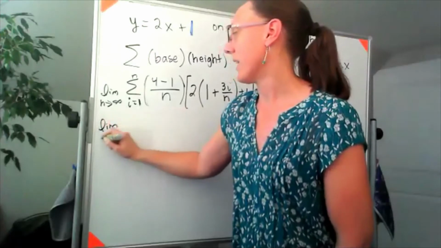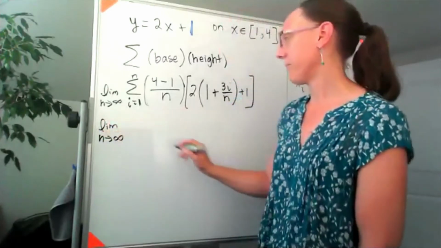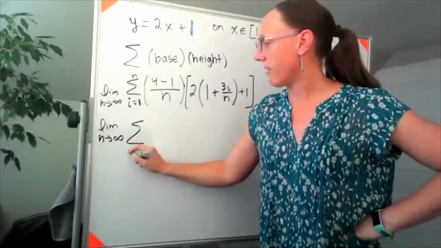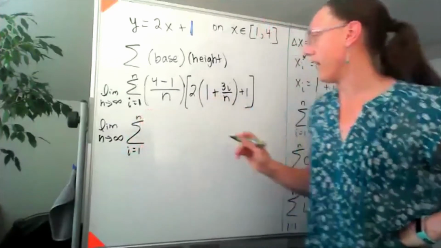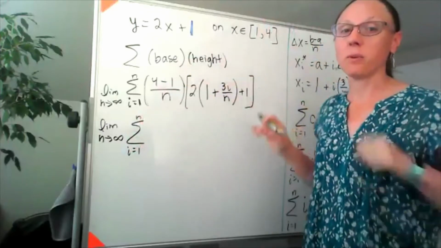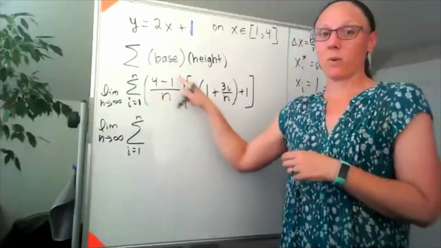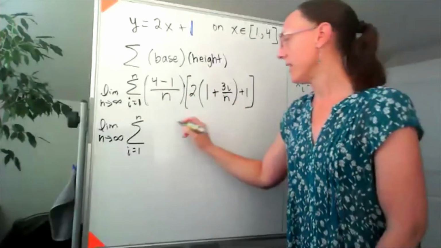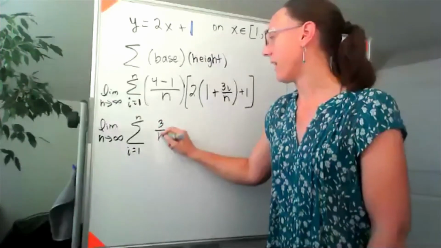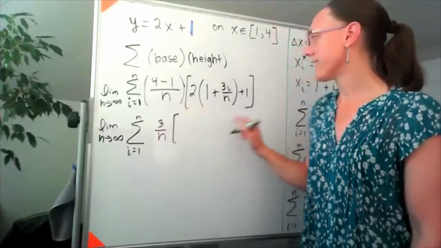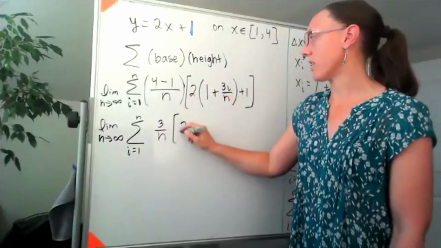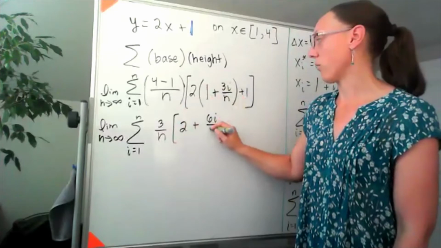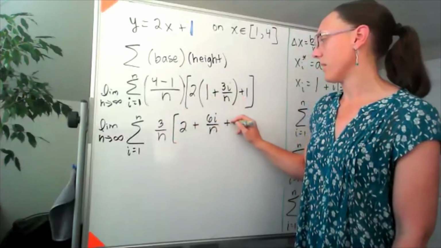So I'm looking at the limit as n approaches infinity, and I've got the sum from i equals 1 to n, and I'm just going to start distributing things out. So right here, 4 minus 1 over n, that's 3 over n. So I've got 3 over n. And here inside of the bracket, if I distribute things out, I've got 2, plus when I distribute that, 6i over n, and then plus a 1.